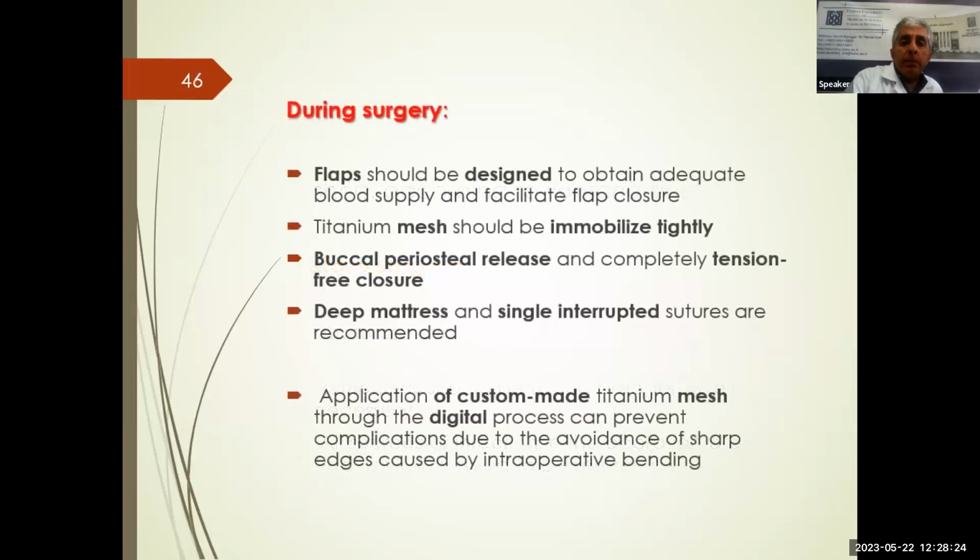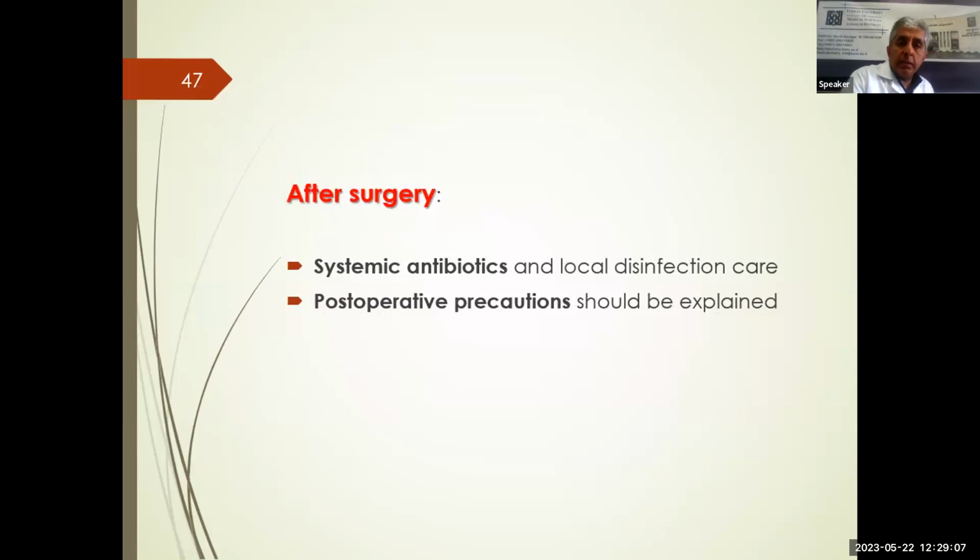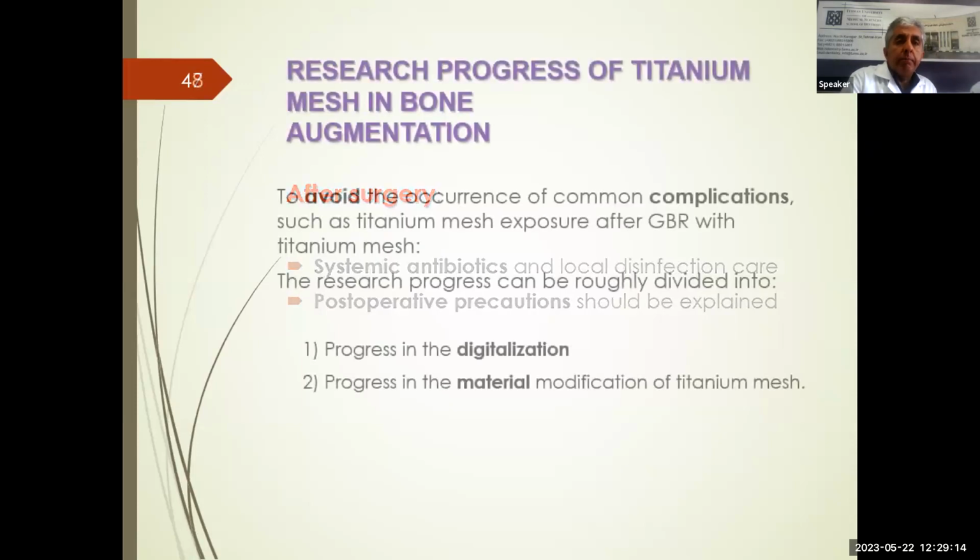During surgery, a good flap design should be obtained to have a good blood supply and facilitate flap closure. Titanium mesh should be immobilized tightly. Buccal periosteal release is performed in order to gain tension-free closure, and deep mattress and single interrupted sutures are recommended. Application of custom-made mesh through the digital process can prevent complications due to sharp edges, as I mentioned previously, which are caused by intraoperative bending. After surgery, as you know, systemic antibiotics may be necessary. Postoperative precautions are necessary.